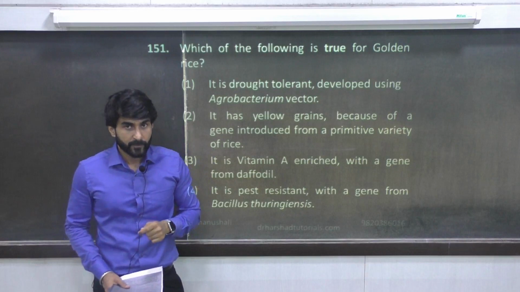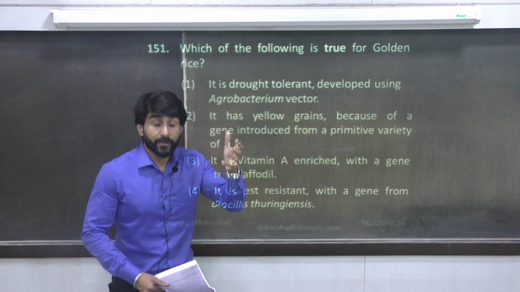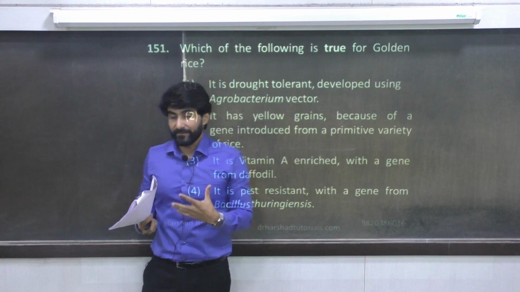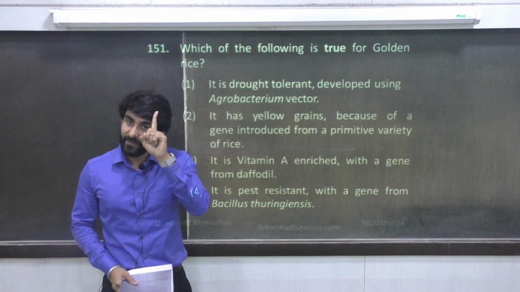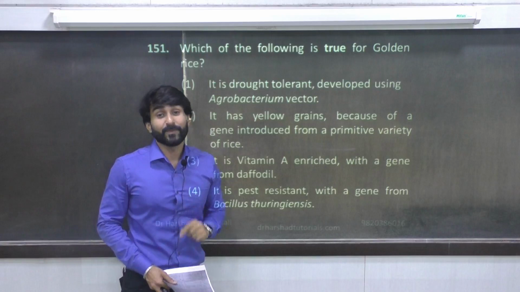Beta carotene, by the way, would help you form vitamin A. So golden rice is very beneficial in preventing night blindness. Golden rice has one gene which is taken from soil bacteria. The second gene for golden rice is taken from daffodils. So here is your option 3 which matches that.